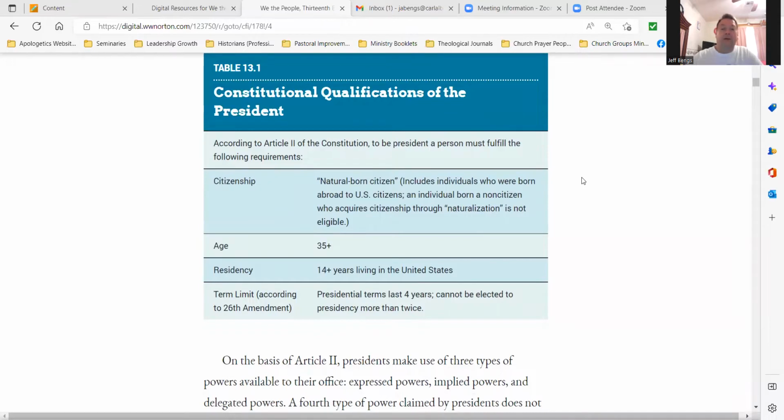So: a natural born citizen, 35 years or older, who must have lived in the United States for at least 14 years. So if you were born in London, before you can run for president, you would have had to be living in the States for 14 plus years.